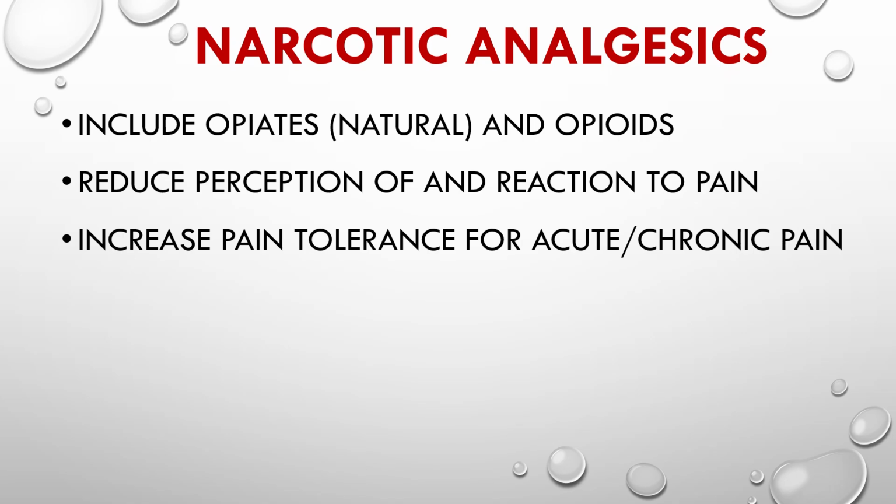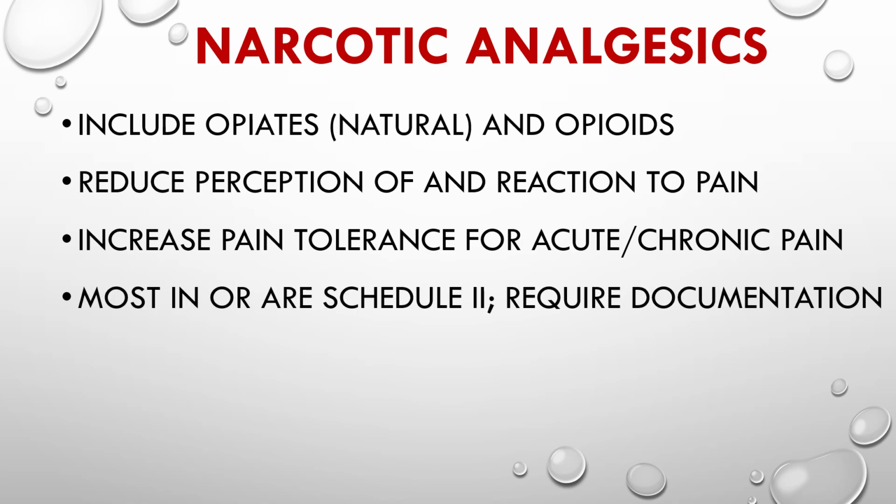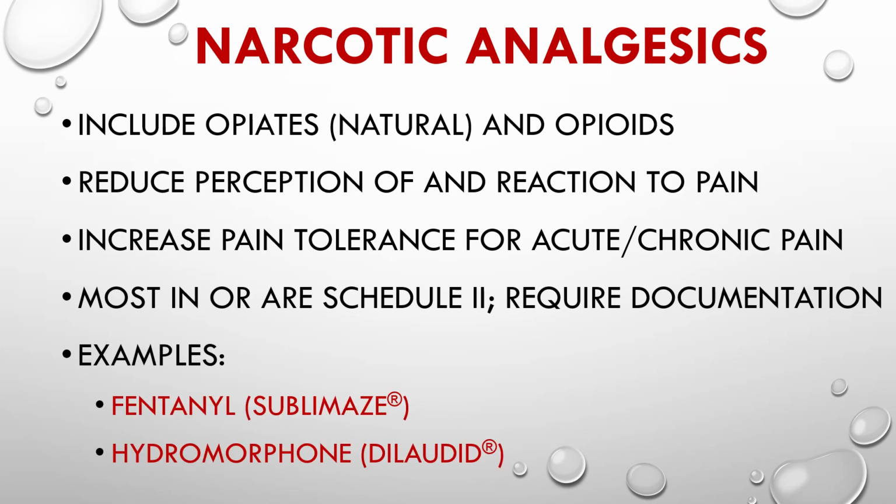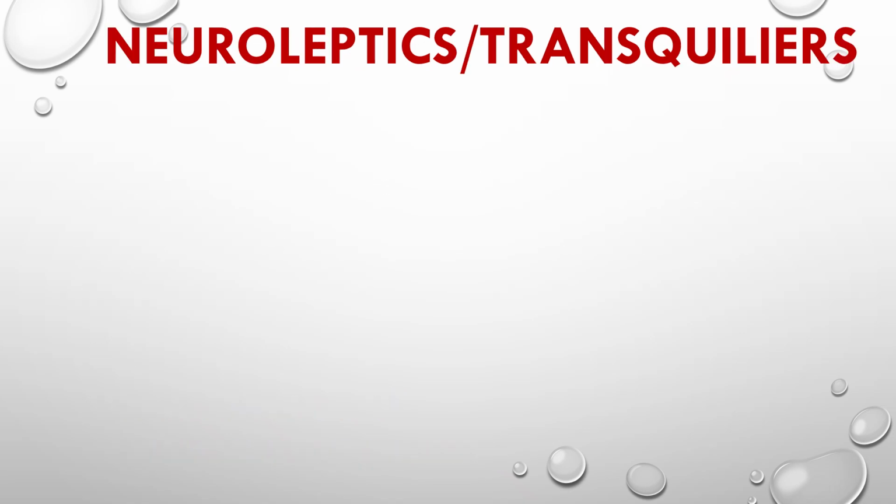So this also increases pain tolerance for acute and chronic pain, and most that are used in the OR are Schedule II, meaning they're highly addictive, but they have a documented medical use. So lots of documentation. Of course, everything has to be documented, but these are more highly regulated because they are controlled substances. So fentanyl and hydromorphone are two main examples.